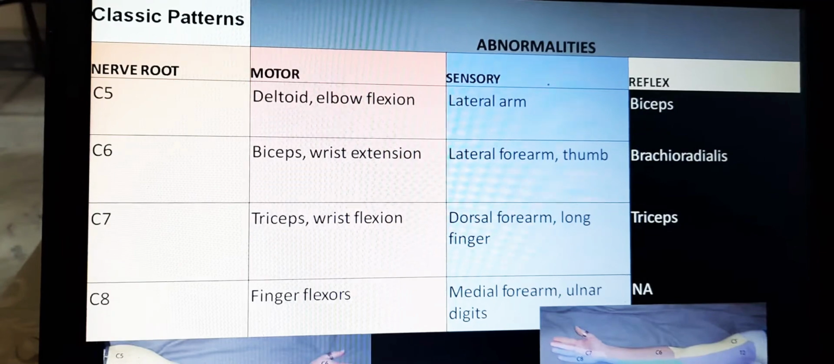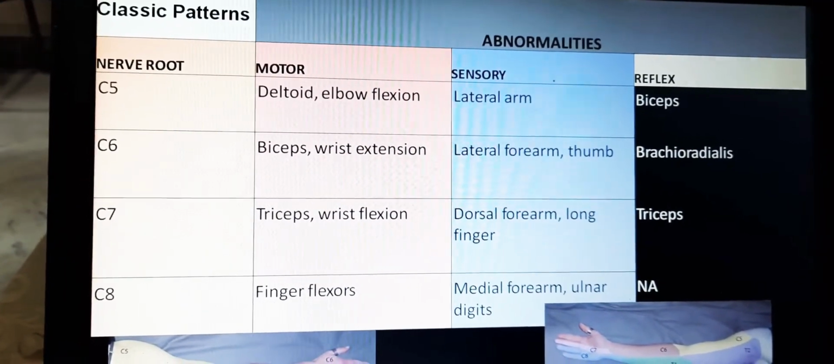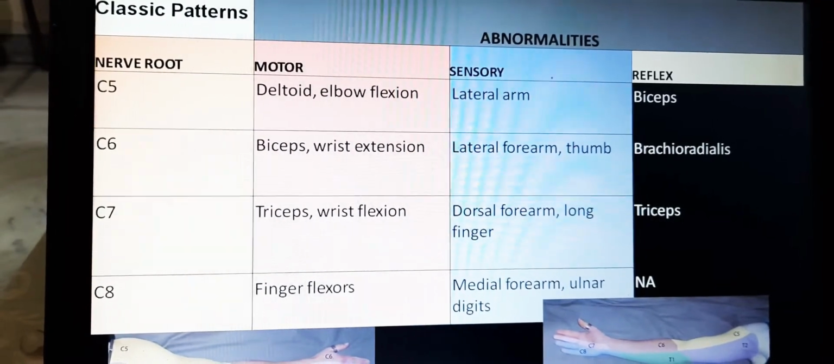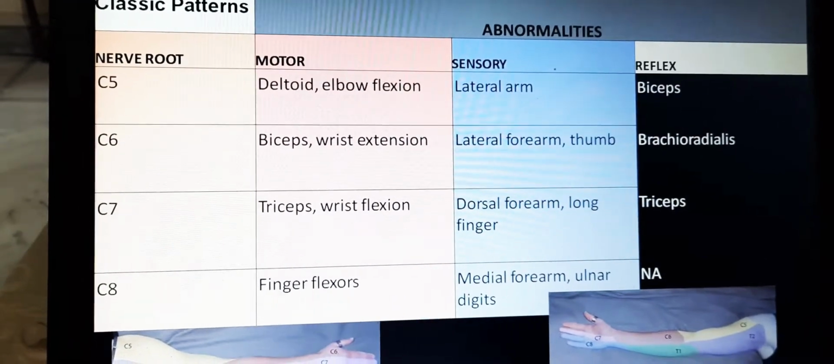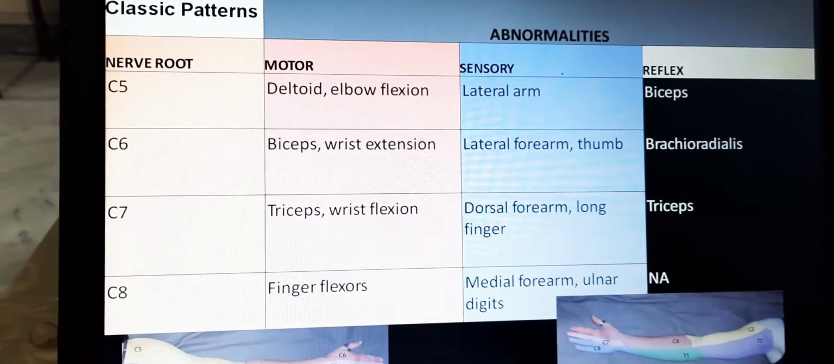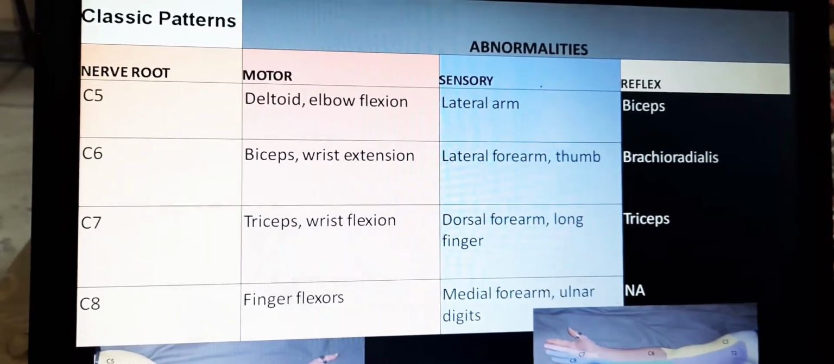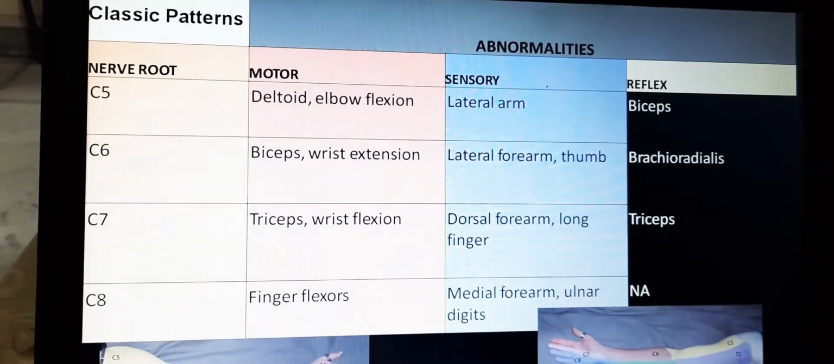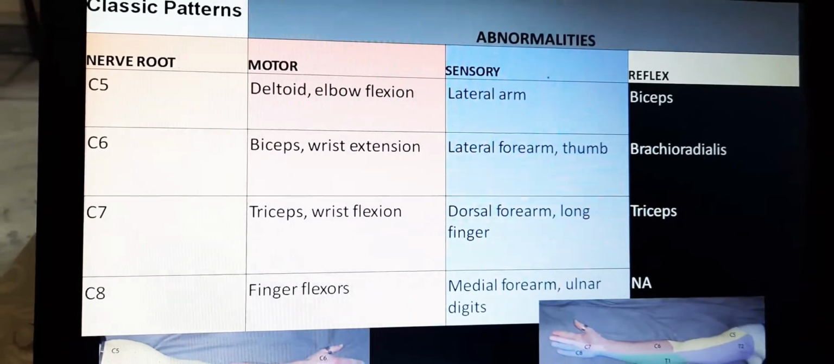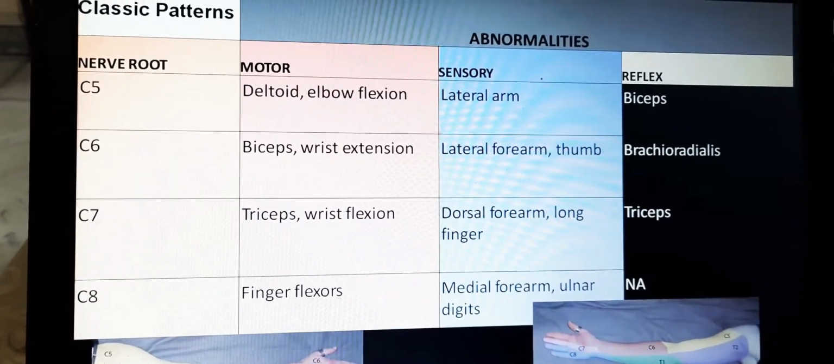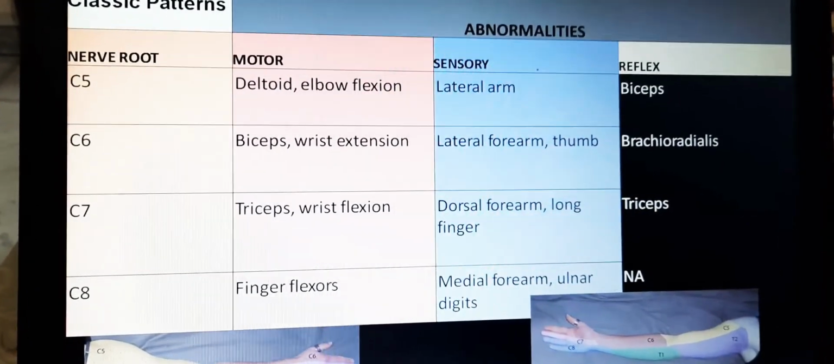If there is involvement of the C5 nerve root in cervical radiculopathy, then the patient is unable to perform the deltoid muscle action and the elbow flexion, and the patient will feel sensory involvement in the lateral arm, and the reflex that will be affected will be the biceps. In C6 involvement, wrist extension and the biceps will be affected, and sensory involvement will be the lateral forearm and thumb. The reflex that will be affected will be the brachioradialis.